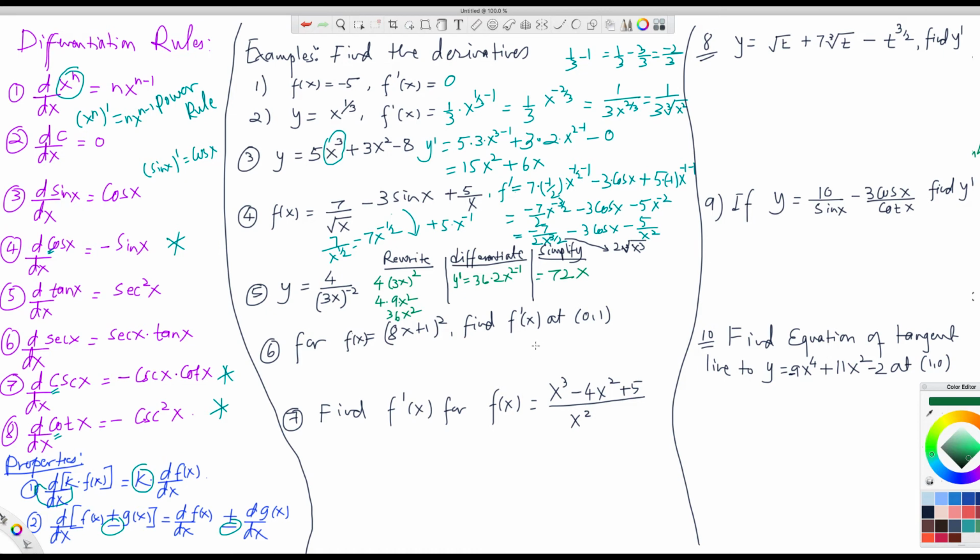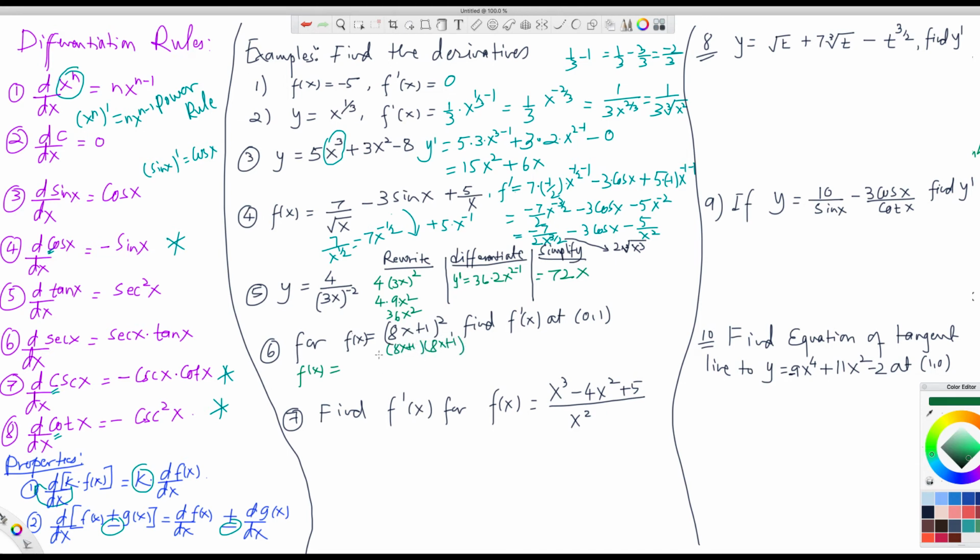Okay, next example is, if f of x is (8x plus 1) squared, then find f prime of x at (0, 1). You will find f prime of x first, and then you plug in x equals 0 and y equals 1 if there is any y. So what you get here is f of x equals, let me write this in the simplified form, that is 8x plus 1 times 8x plus 1.